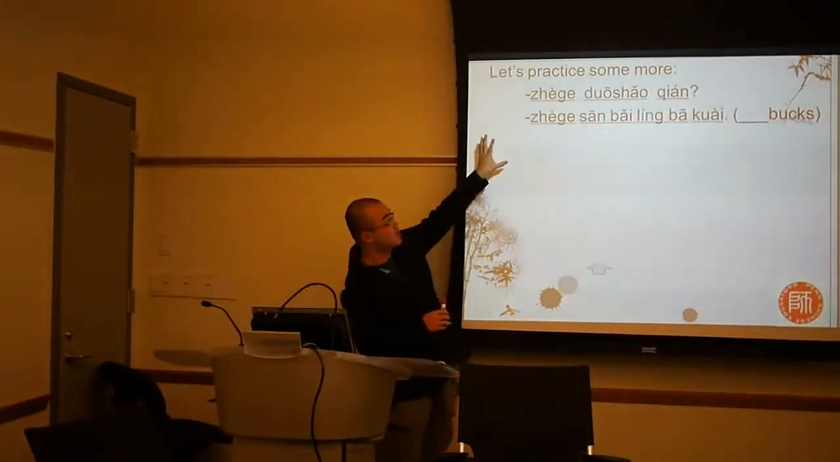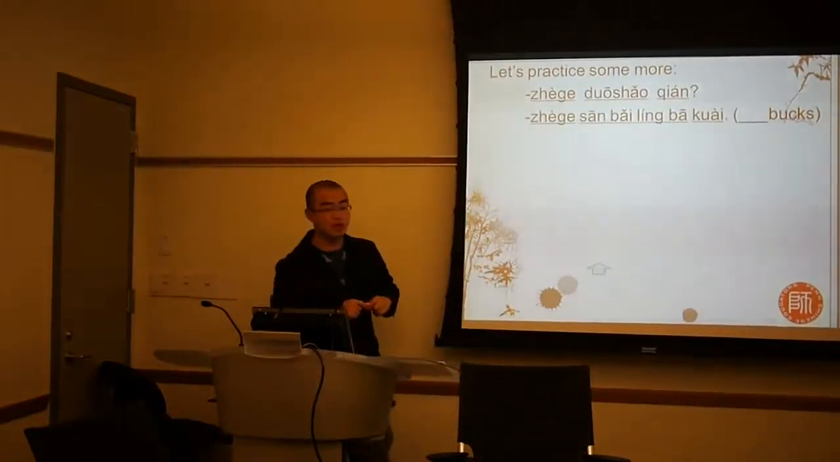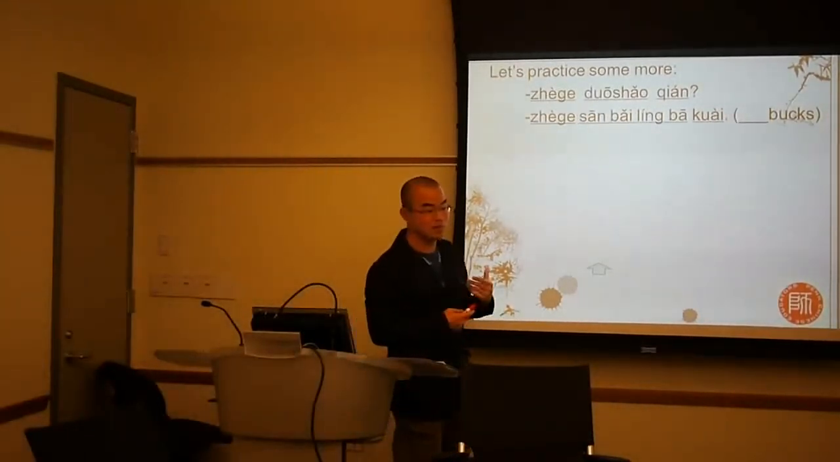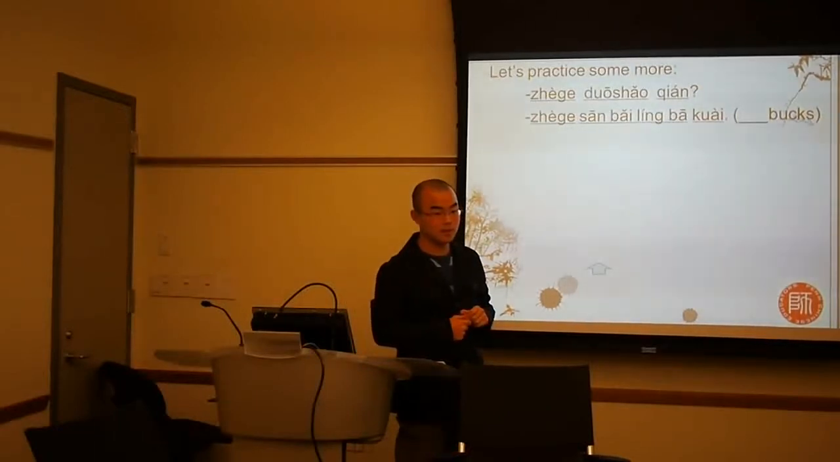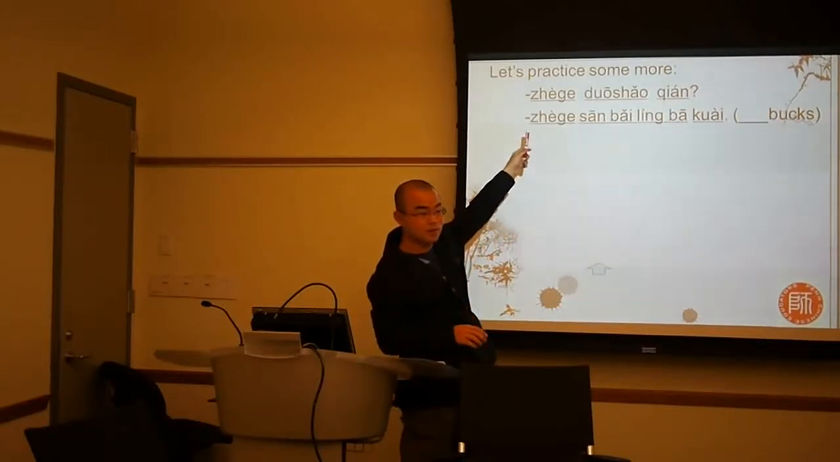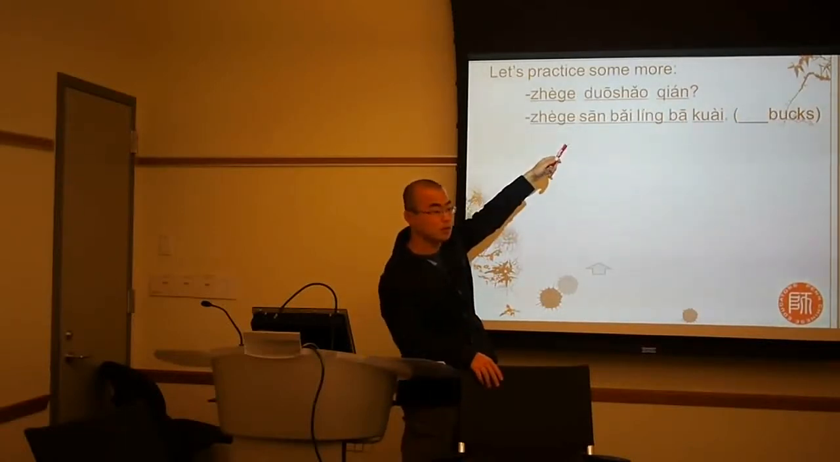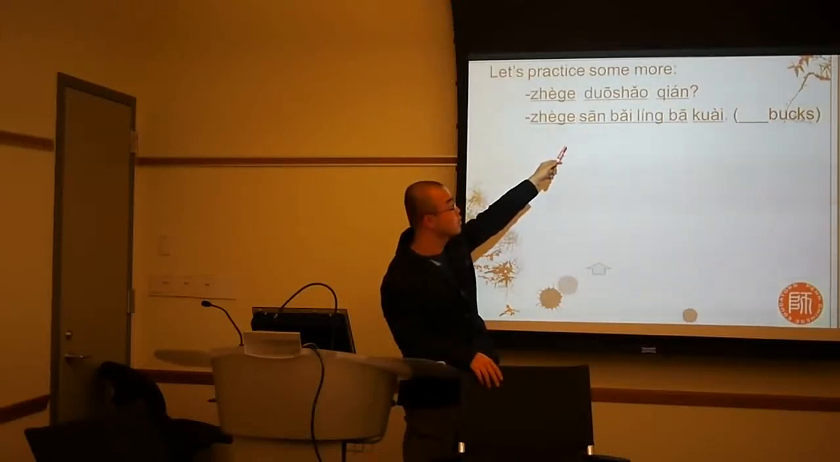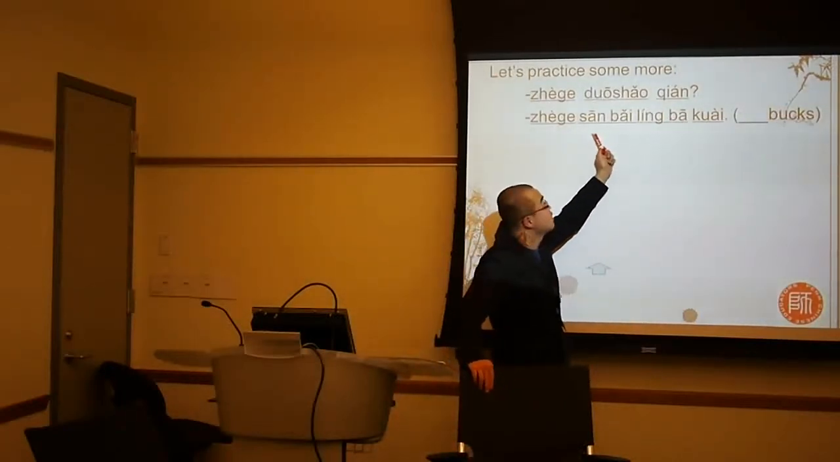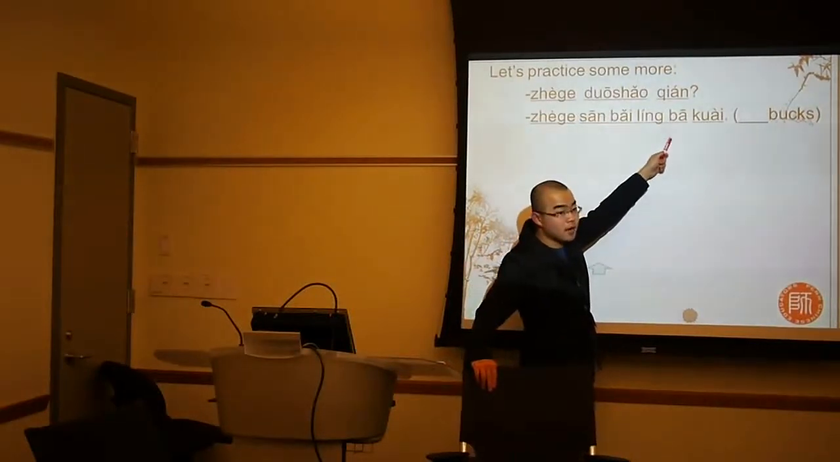Okay, see the first conversation here. 这个多少钱? 这个308块. So tell me how much is it? 308. So, would you please read them together? 这个多少钱? Cool. 这个三百零八块. Okay, let's read this together. 三百零八.